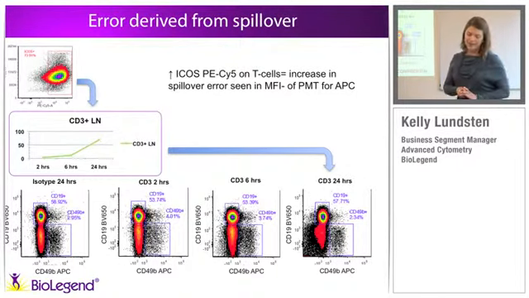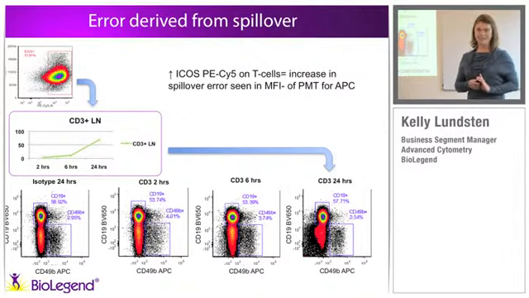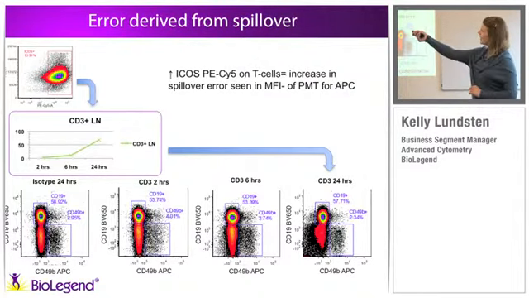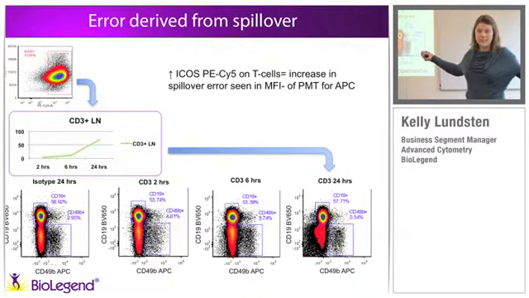How that background coming from the PE-Cy5 hurt me was a funny realization to come upon. What you're looking at here in the upper left-hand corner is that really strong ICOS expression, where at 24 hours it went from having basically no PE-Cy5 populating to a ton of it.